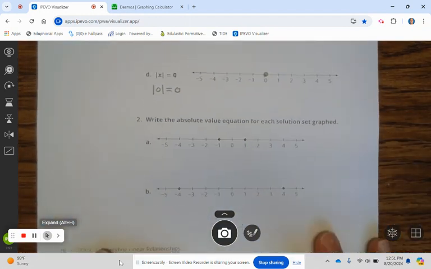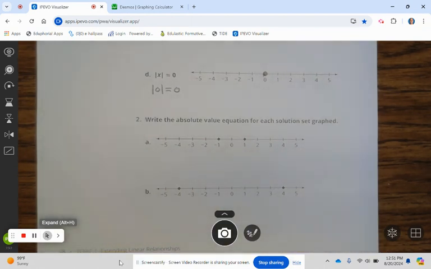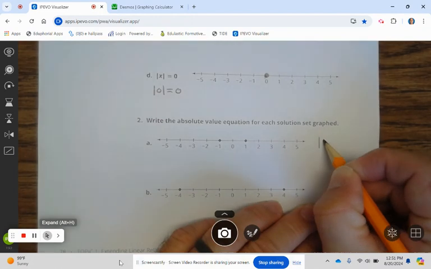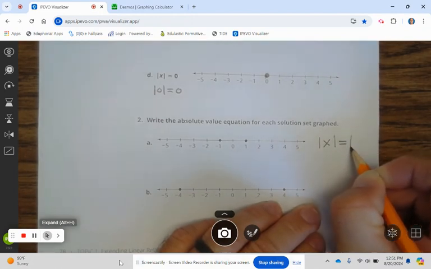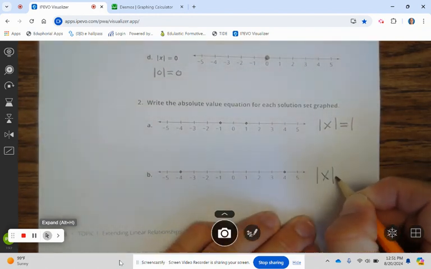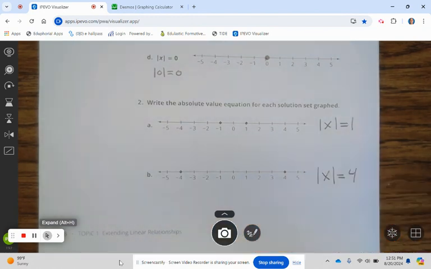Alright, let's take a look at 2. Write the absolute value equation for each solution set given. So we have negative 1 and 1 in one graph. That means our equation is the absolute value of x equals 1. 2b. We have negative 4 and 4 as a solution, so we know the absolute value of x equals 4.